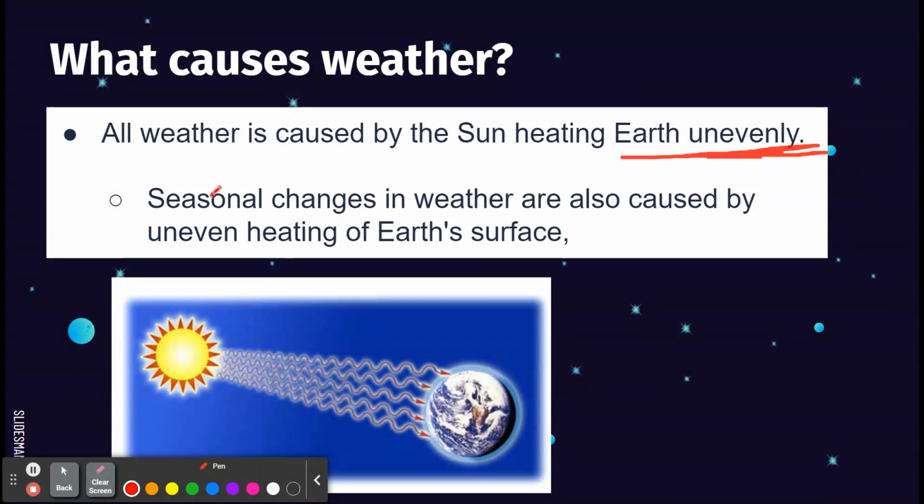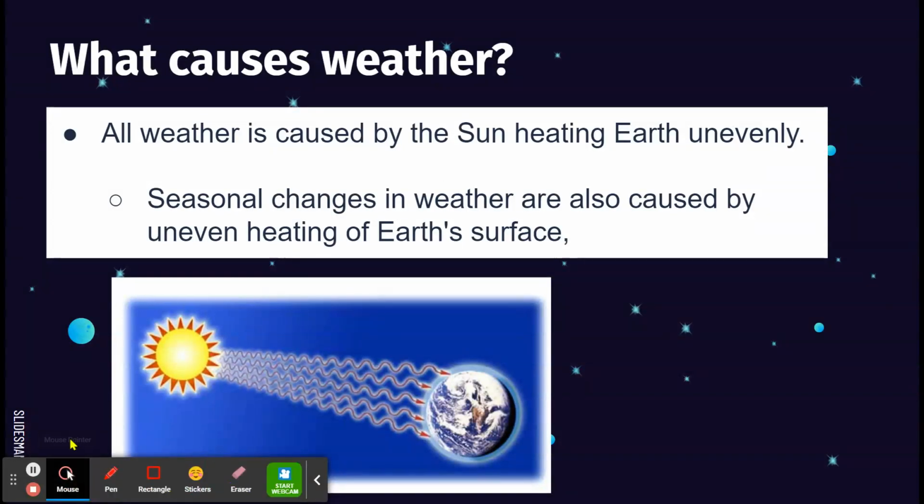The seasonal changes in weather are also caused by uneven heating of the Earth's surface. We see this with our four seasons of winter, spring, summer, and fall. The summertime is typically a lot hotter than the wintertime, and that's due to how the sun is heating up the Earth during different times of the year.